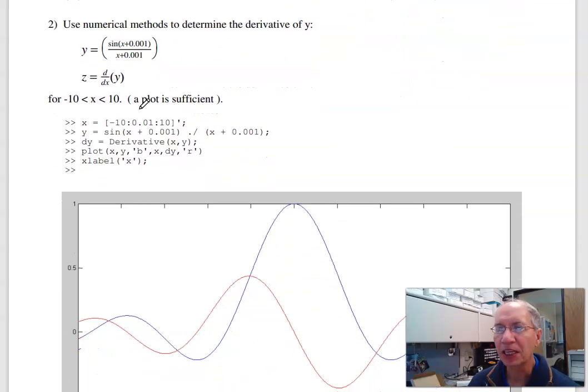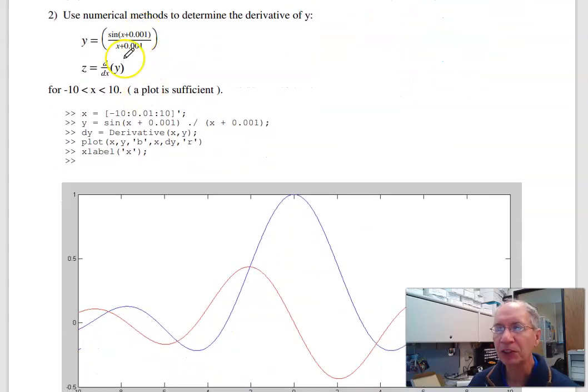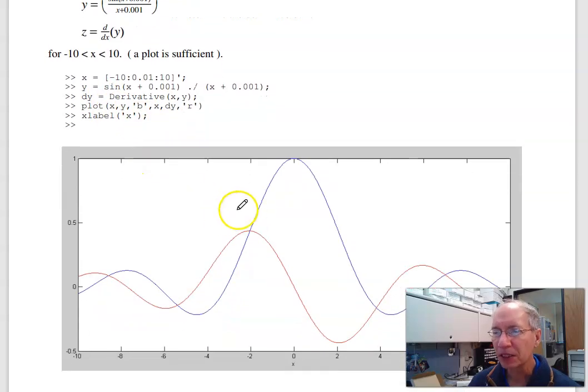I can't go beyond the endpoint, so it's slightly different at the endpoints. Given that function, I can now say, take this function, find its derivative. So given x, calculate y. Now call your function derivative. Given x and y, find the derivative, dy. If I plot it, the blue curve is y. The red curve is the derivative. I'm going to call it y prime. Another way to symbolize derivative is y prime or y dot.